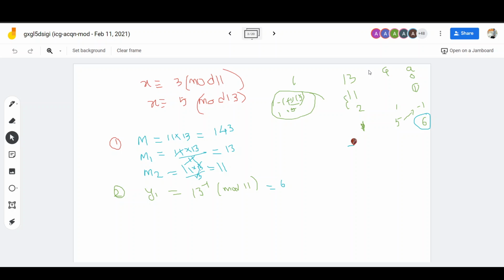So this is over. Again, we need to find the y2 value. Just try to find the y2 value. The y2 value is equal to 11 inverse mod 13.